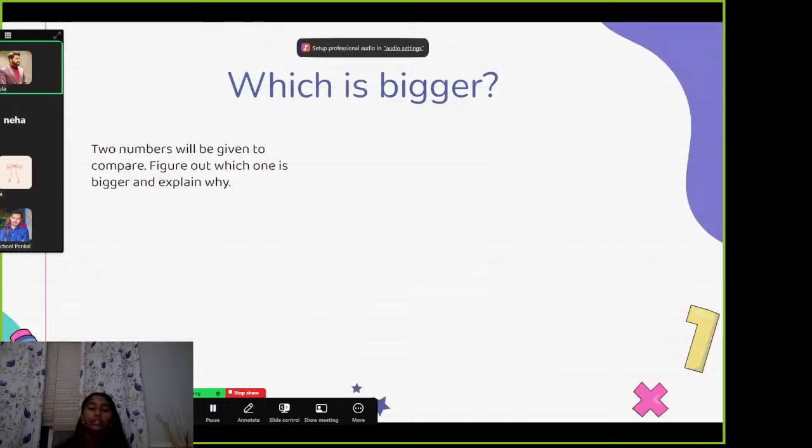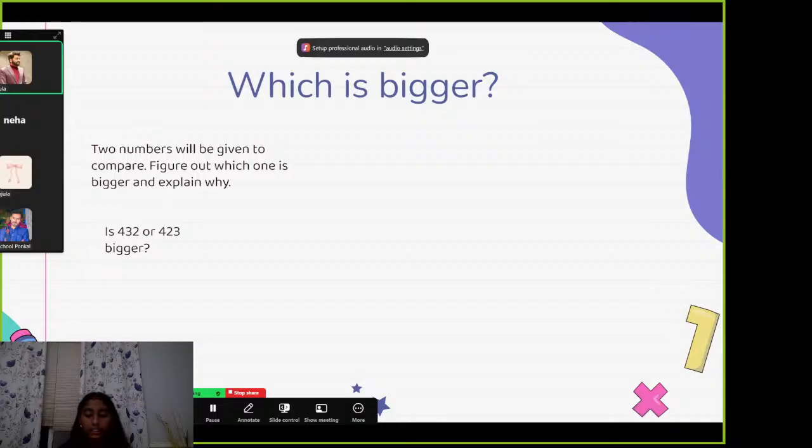Okay. So there's another activity. I will give you two numbers that will look the same, and we'll figure out which one is bigger, and I'll explain why. So there's the numbers 432 and 423. 432 is the bigger number because if you look at the tens place, 3 is bigger than 2, right?